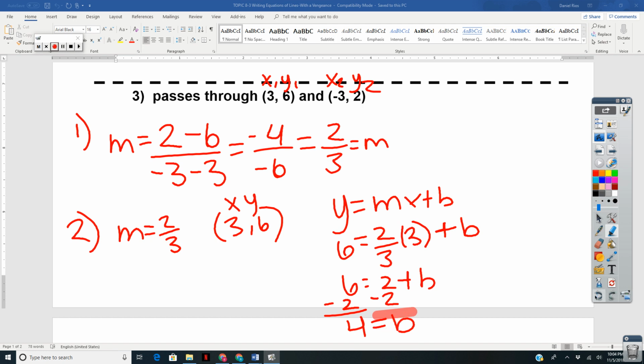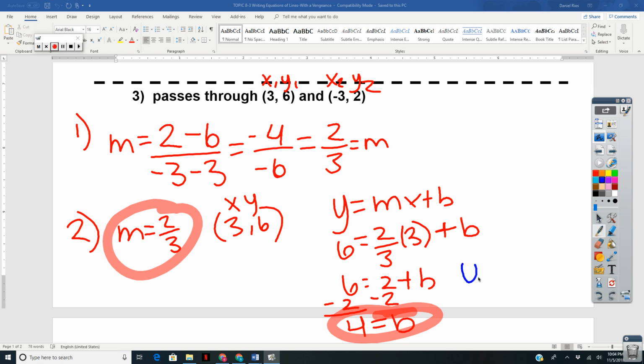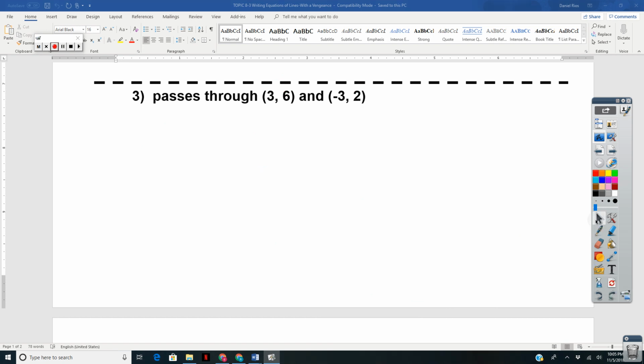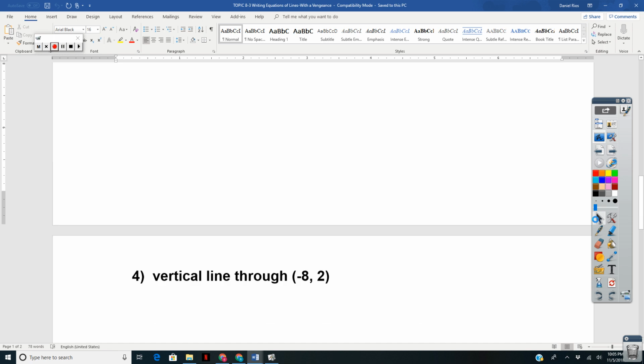Once you have the b and you have your slope, then you can write your equation, and my equation is y equals 2 over 3 x plus 4. Okay, I don't have a calculator, so if I'm messing up on my calculations, I do apologize. So let's go on to the next one. Again, these are just for help. You don't have to redo everything, but really it's up to you. If you want to copy them down, then copy them down.